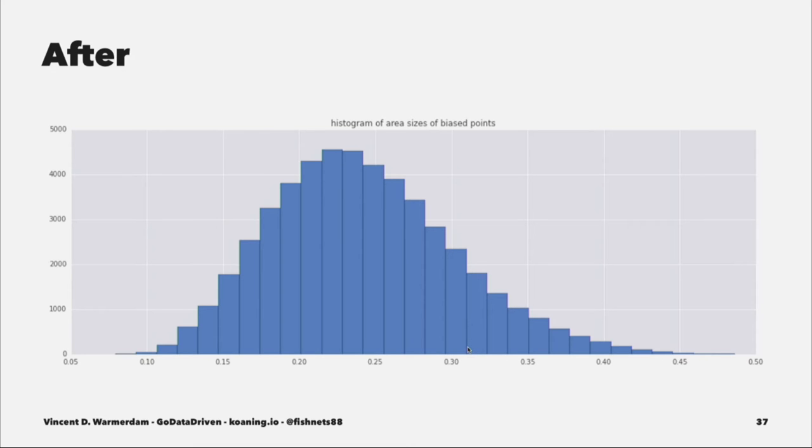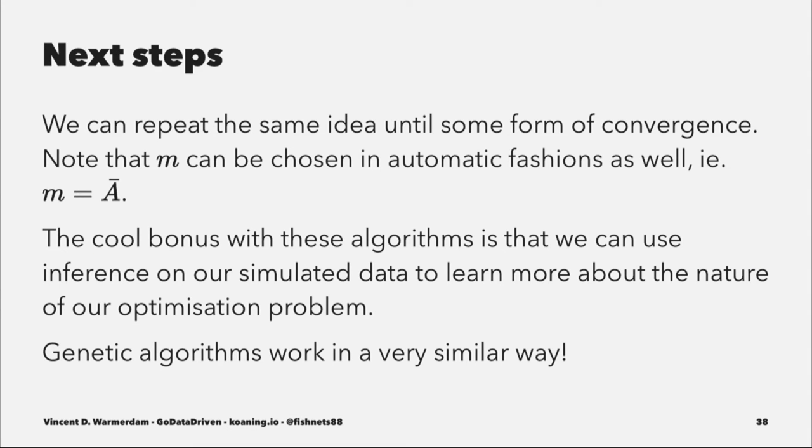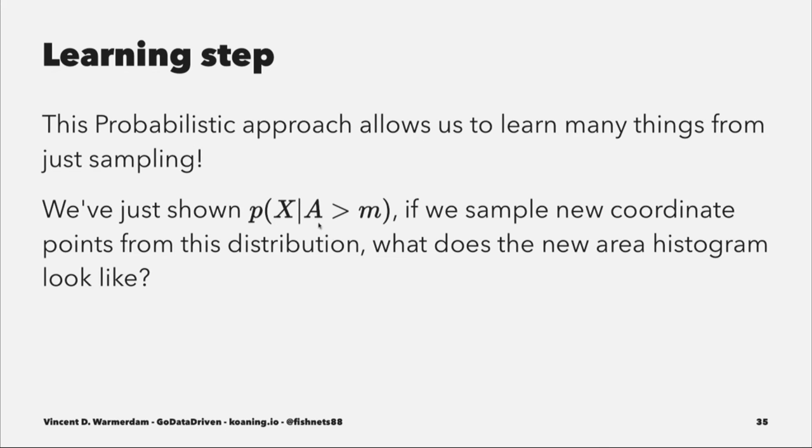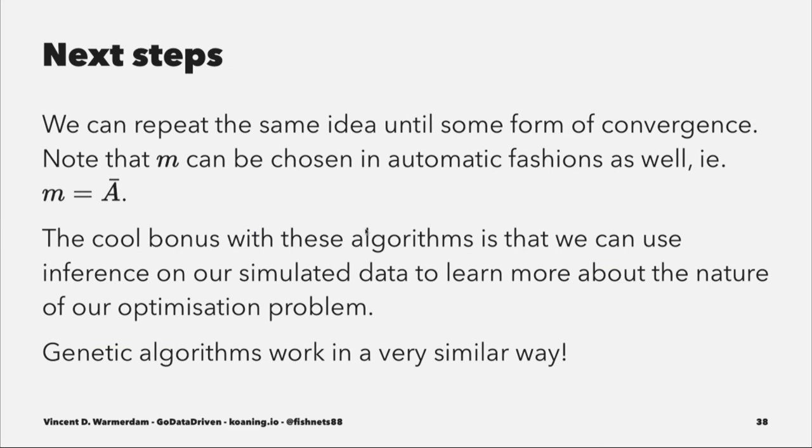So how about I just repeat this? Sample over, sample over, sample over. The nice thing is we can repeat the same idea until some sort of convergence pops out. Note that mathematically I've said we're going to select the areas that are larger than some m. You could take m to be the average. You could pick whatever other metric. But the cool bonus is that if you do an algorithm like this, then we can use inference on our simulated data to learn more about the nature of our optimization problem.